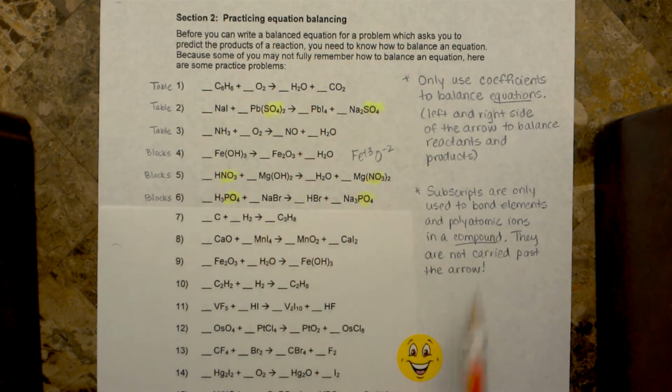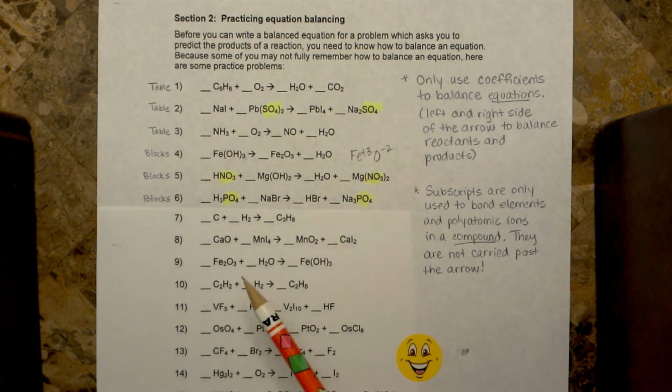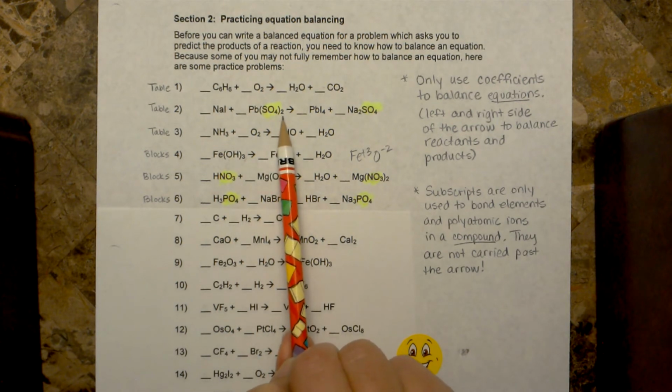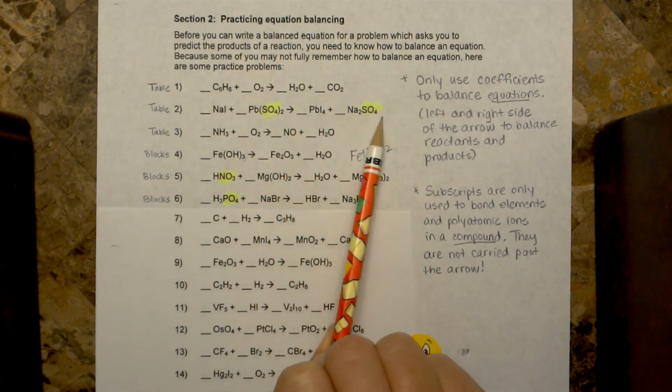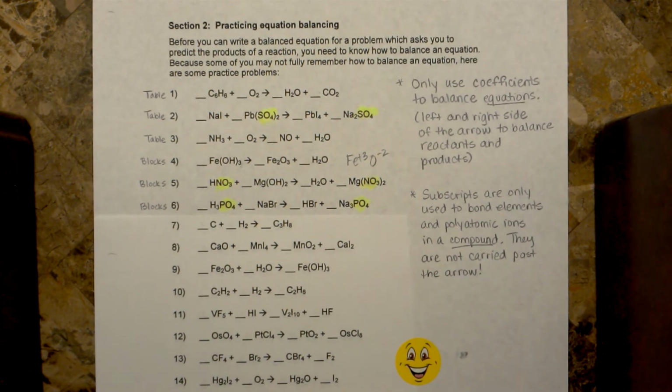The subscripts are in a compound because the elements or polyatomics have been bonded in a way that is the most stable so that all the electrons are balanced. So please don't ever take the subscripts from the left to the right or start messing with subscripts when you're balancing an equation. All right, so let's look at the first equation.